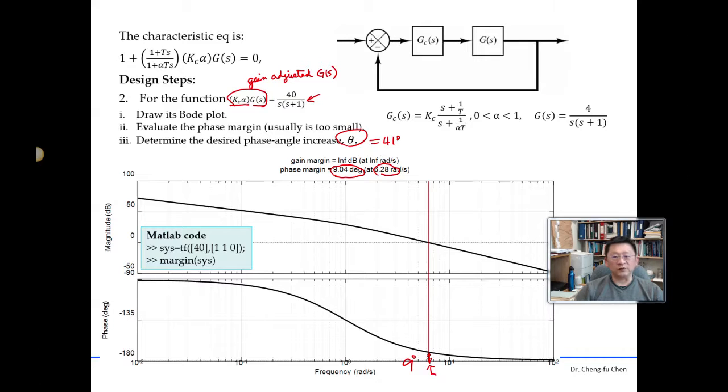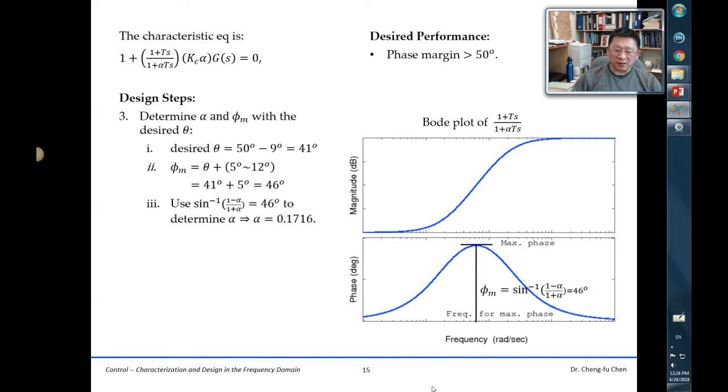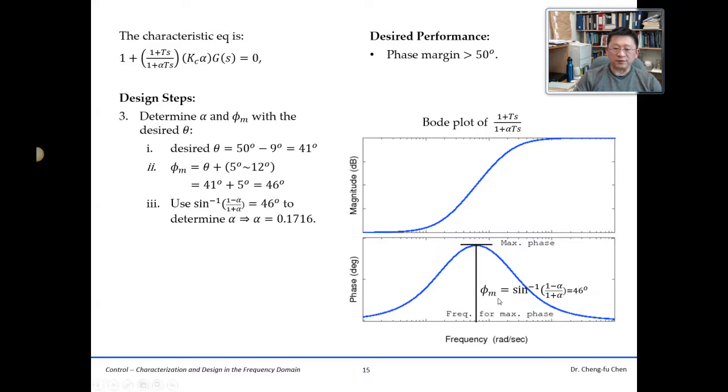Now with this information ready, we move on to step 3. Again, the focus is to determine this number. Once we have this determined from the previous slides, we add certain flexibility. Here I pick 5 degrees, so I determine my phi m is 46 degrees. With that number ready, I can calculate alpha, so alpha equals this one. That is our second equation.